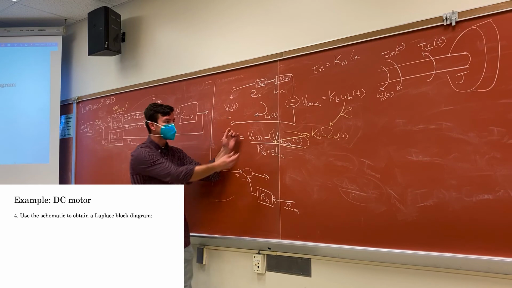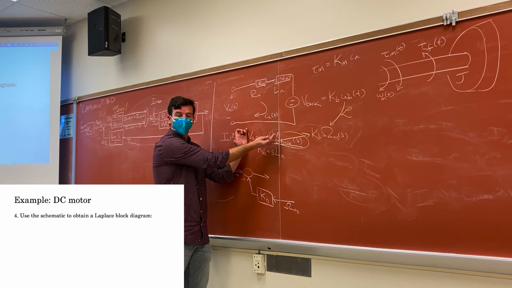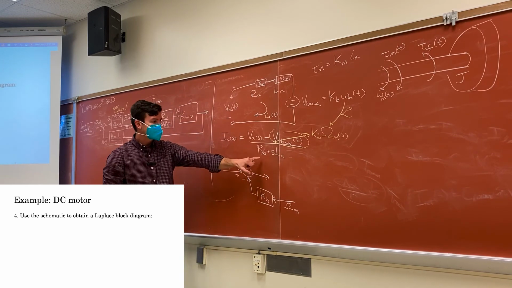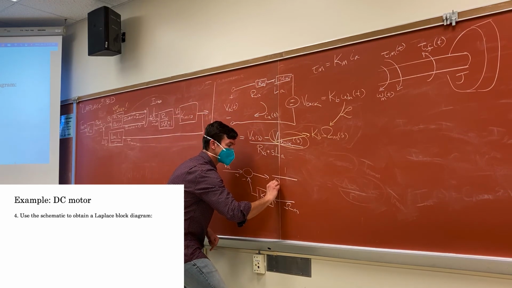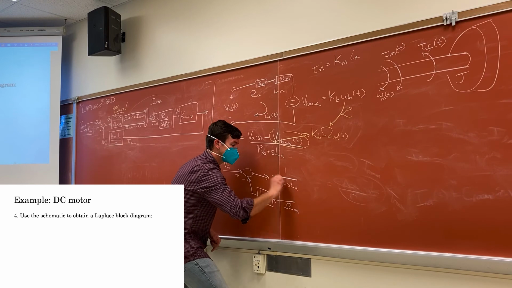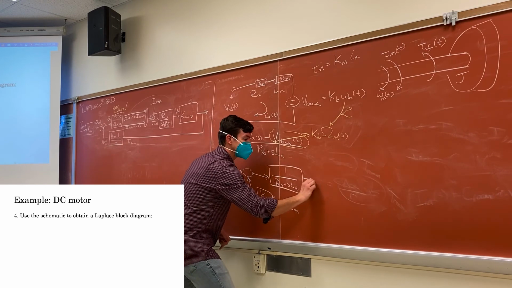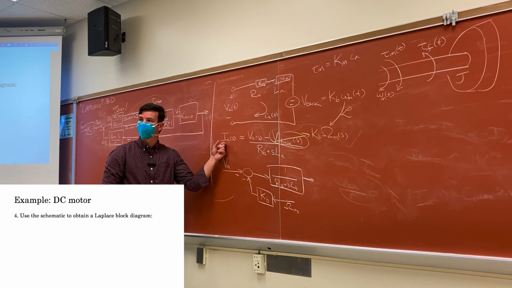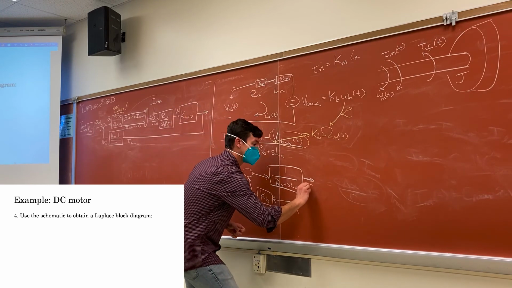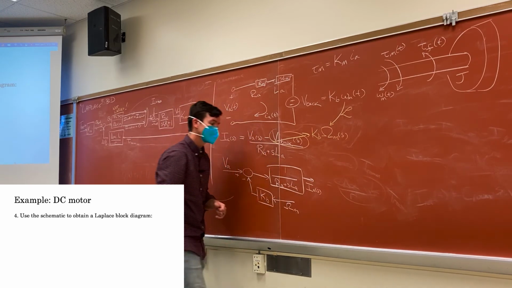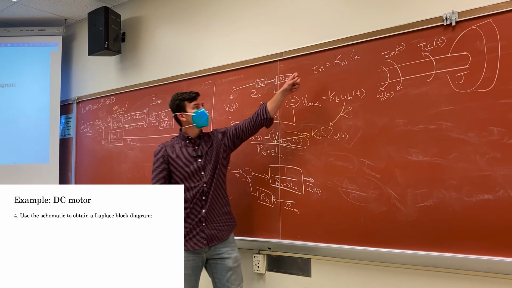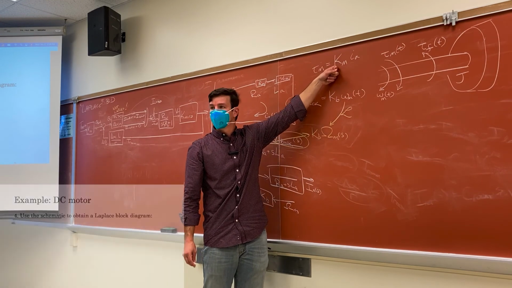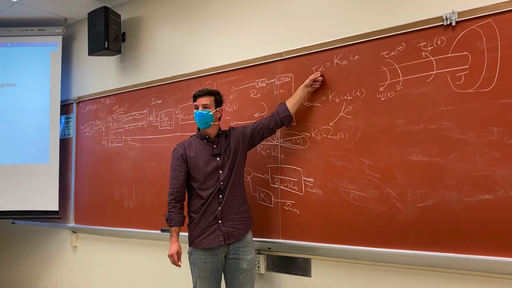So this summing junction gives us the numerator here. If I then divide by this, or multiply by the inverse, 1 over RA plus SLA, the output of this is the armature current. The armature current, scaled by the motor torque constant, gives me the motor torque.